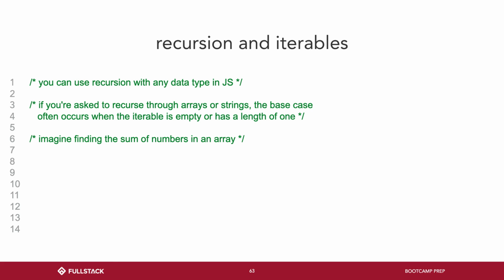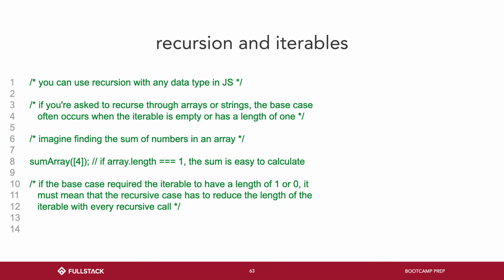So imagine finding the sum of numbers in an array. If sum of array of 4, if array.length is equal to 1, the sum is easy to calculate, right? It's 4. So if the base case required the iterable to have a length of 1 or 0, it must mean that the recursive case has to reduce the length of the iterable with every recursive call. If you can find your base case and you can make one recursive call to match that base case, you'll be set. And you'll find out that this is actually sort of easier than you would think, okay? Nested arrays can be approached differently, and we will talk about it tomorrow.